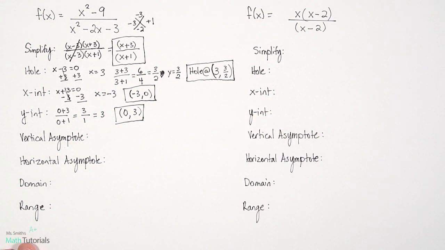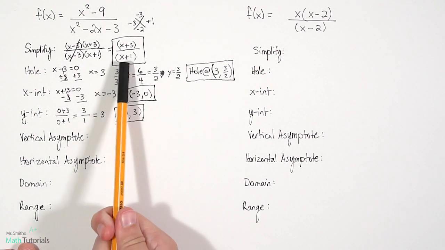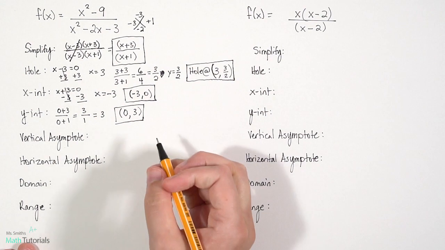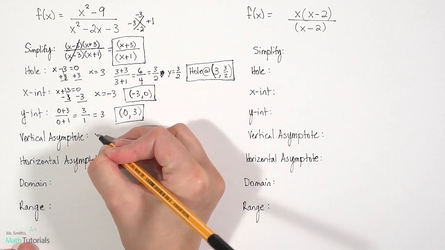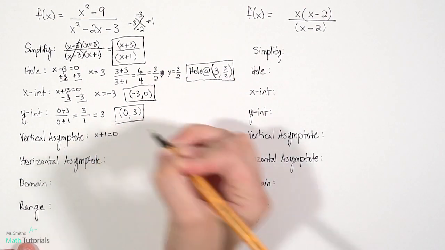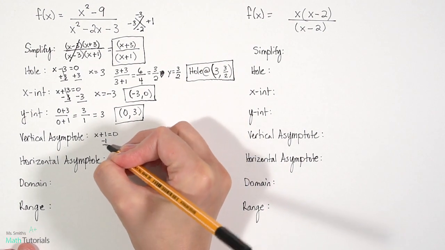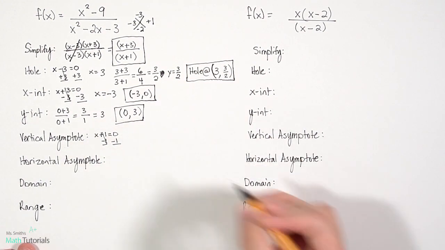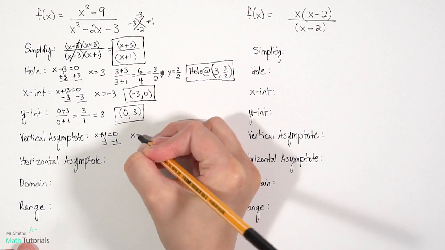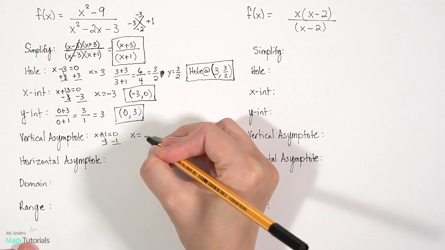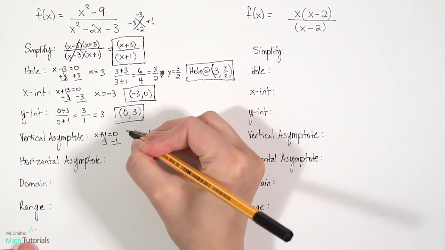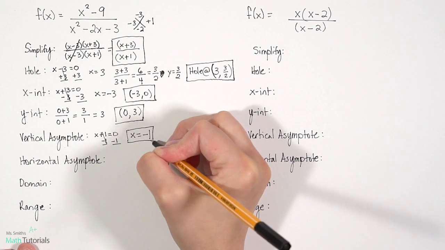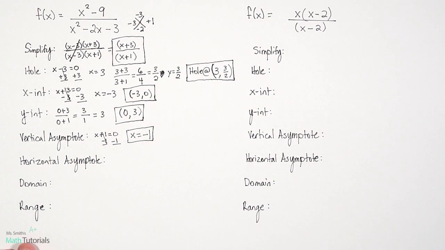To find the vertical asymptote, we set the remaining factors in the denominator equal to 0, and we solve. So in this case, it's just an x plus 1 in the denominator. So we just do x plus 1 equals 0, and then we solve it. So we'd want to subtract 1 from each side, and we get x equals 0 minus 1, which is negative 1. So we have a vertical asymptote at x equals negative 1.